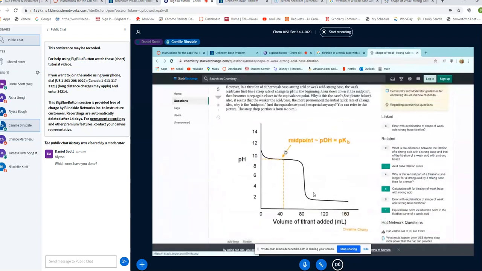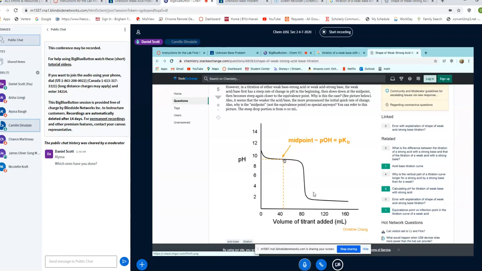Okay. So then we talked about how we have to reach this midpoint right here with the pKb and the pOH, because as it goes over, it drops. That's right. So at that midpoint, when the pOH of the solution equals the pKb of your unknown base, you'll know you're halfway through the titration. All right? Yes.